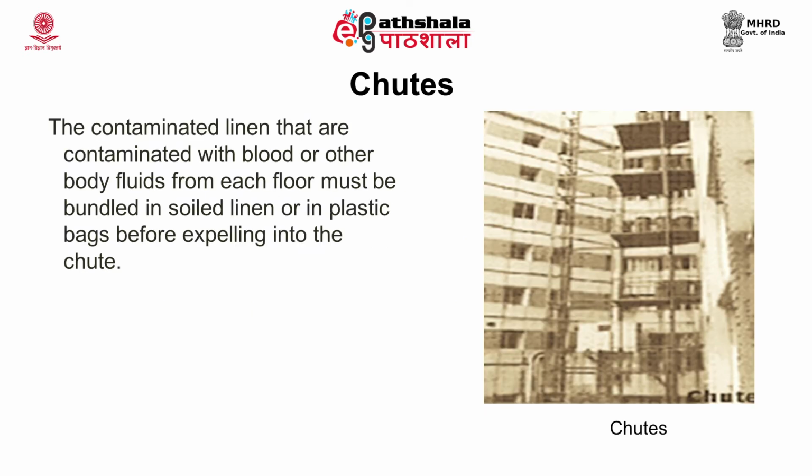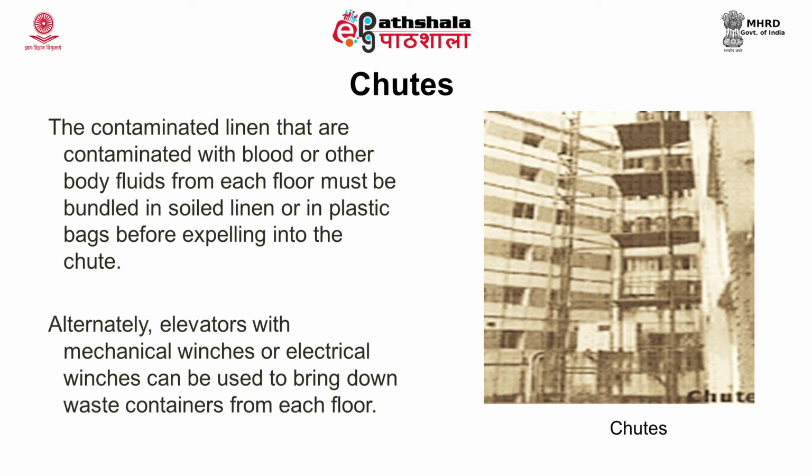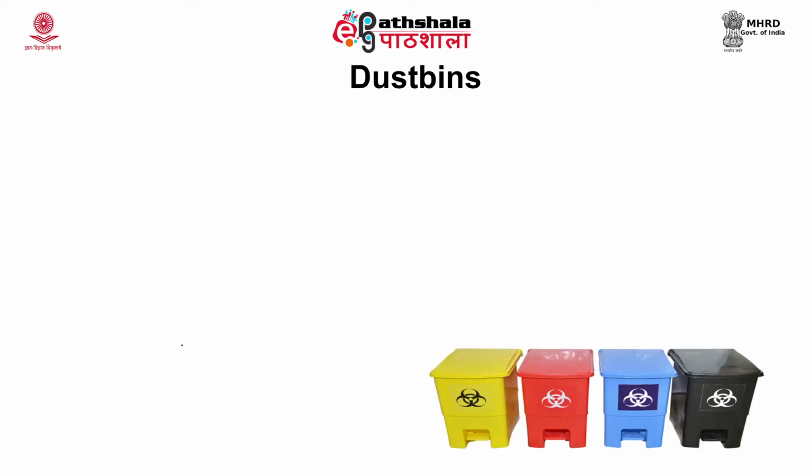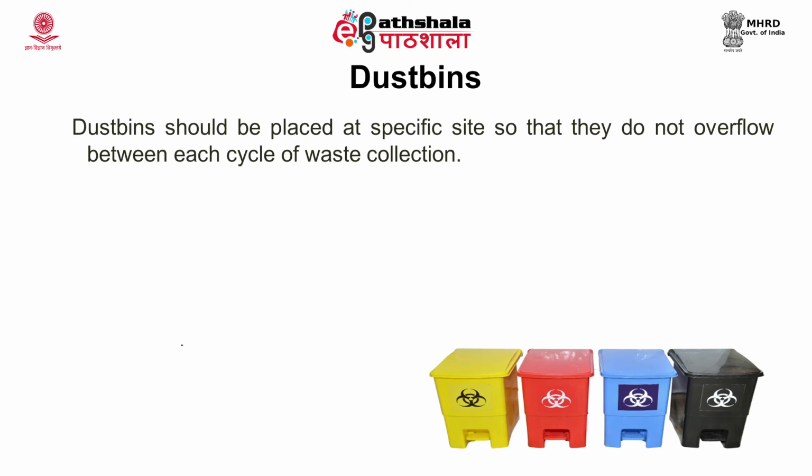The linen that are contaminated with blood or other body fluids from each floor must be bundled in a soiled linen or in a plastic bag before expelling into the chute. The figure shows how the chutes are established in a hospital, and alternatively elevators with mechanical winches or electrical winches can be used to bring down the waste containers from each floor. Now, dustbins. Dustbins are again color coded and they are used in storage of biomedical waste.